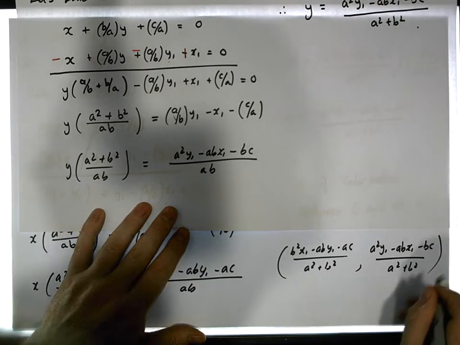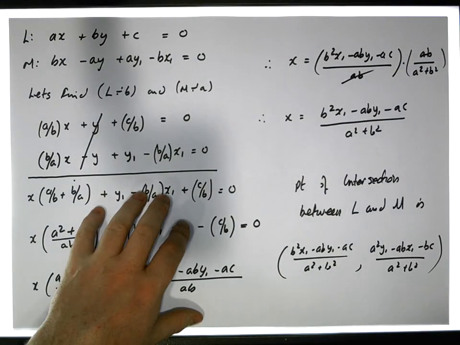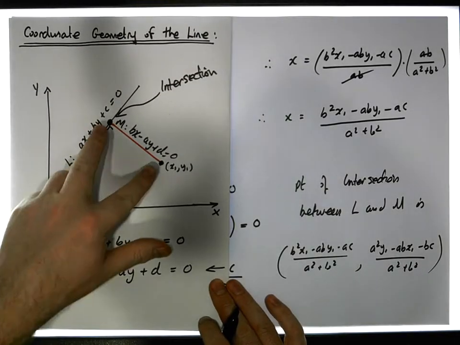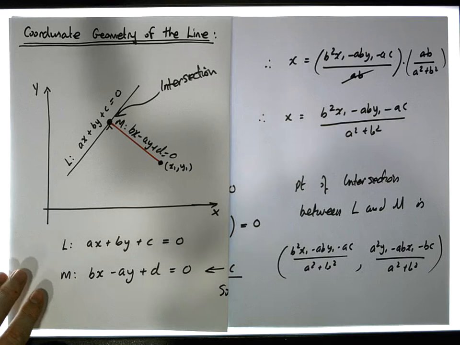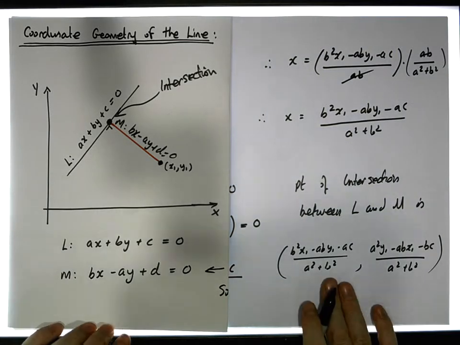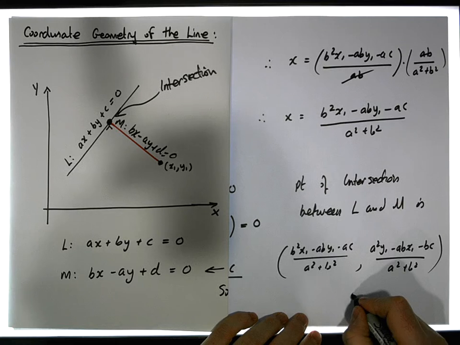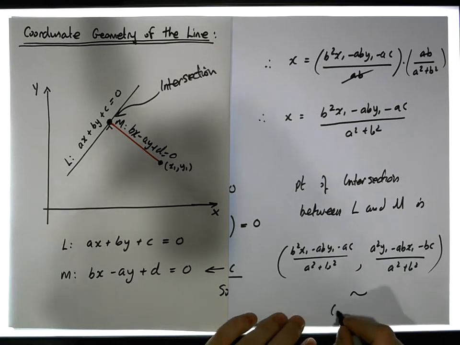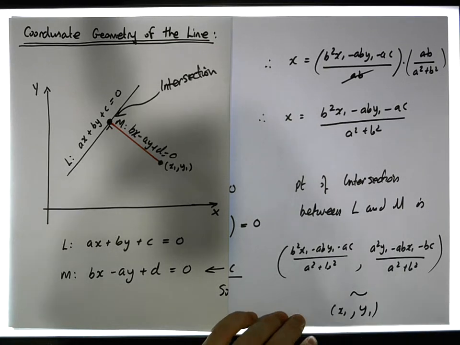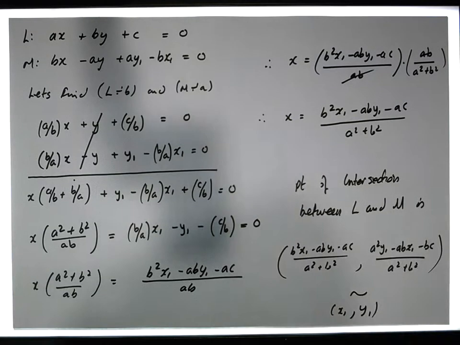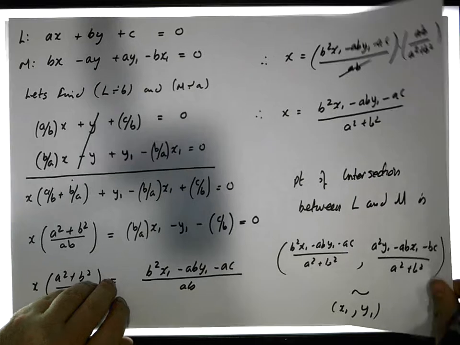So there you go. Now we have the hard bit done. We've calculated the point of intersection of L and M, where L and M are perpendicular to each other. There's the point of intersection right here. So now we have the point of intersection, and we also have the point x1, y1. Why don't we calculate the distance between these two points? So we need to use the distance formula.